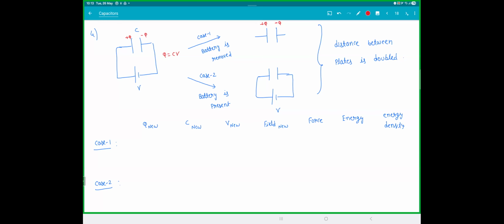I want you to tell me what happens to the charge, voltage, field, energy, and so on. This will cover literally all the formulas. New force, new energy density. There, give it a try. It's a good one. Once you double the distance between the plates, how will the 7 quantities get affected? Try.